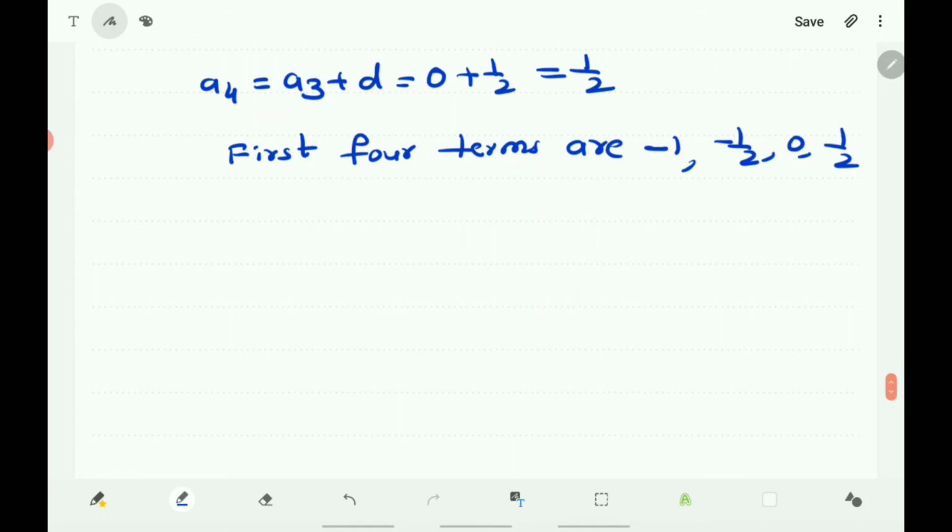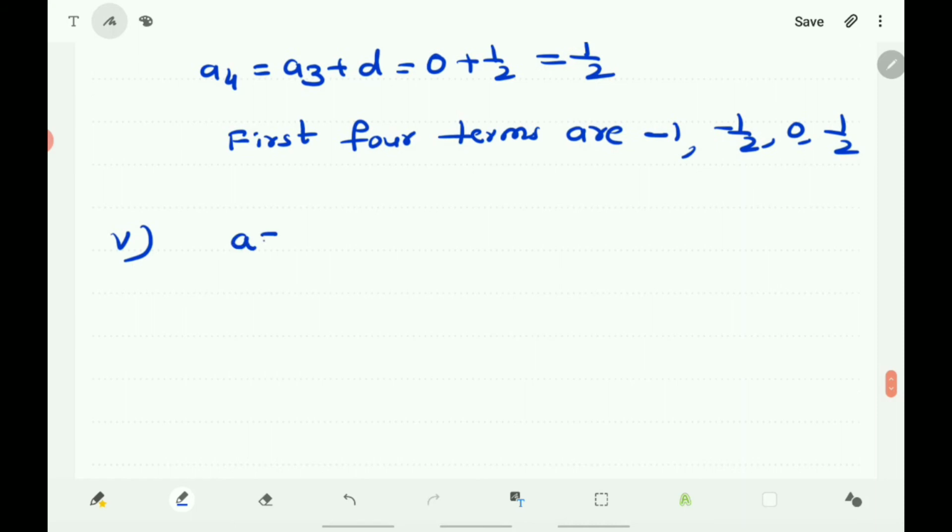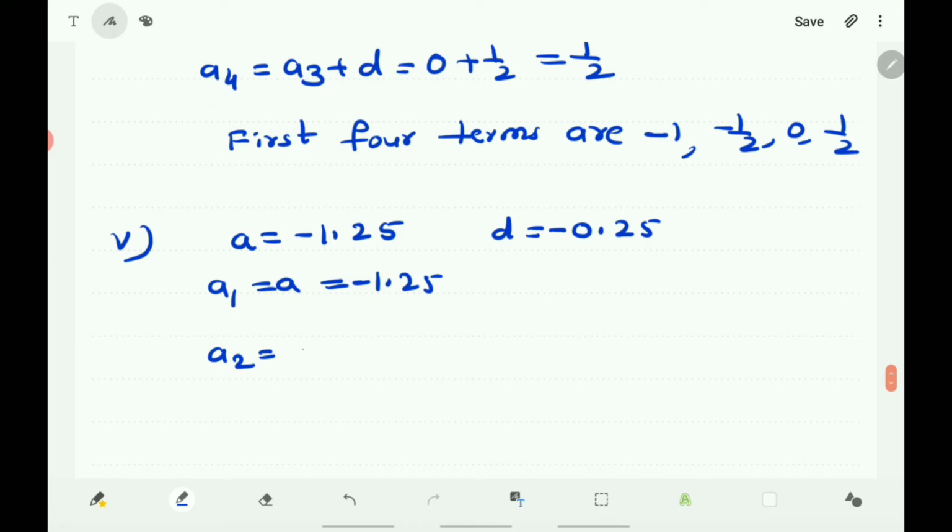Then come to the fifth. A is given, A equals minus 1.25. D equals minus 0.25. Then A1 is equal to A, that is given, minus 1.25. A2 is equal to A1 plus D, that is minus 1.25 plus D, meaning minus 0.25 must be added.